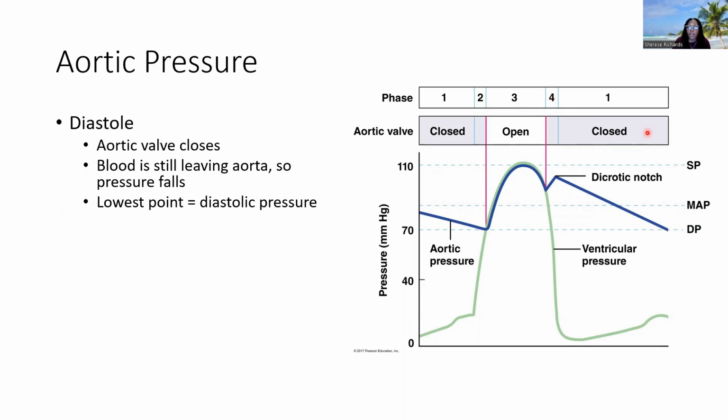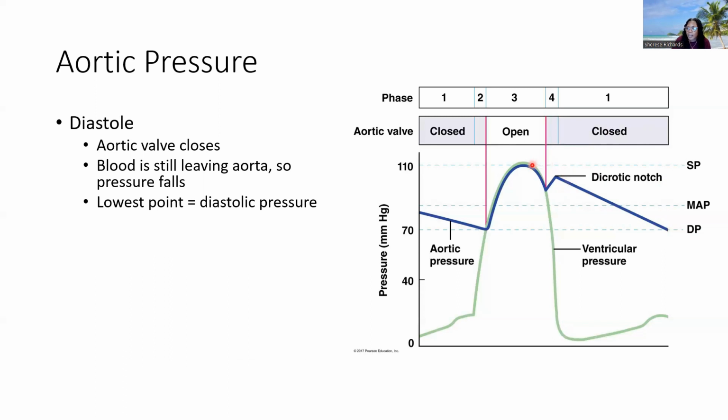Our semilunar valves are closed, okay? Blood is leaving the aorta, so the pressure is going to fall off. Okay, if we think about our blood leaving and the aortic pressure dropping off here, in the lowest point of diastole, we can measure our diastolic pressure. So the lowest aortic pressure that is recorded during diastole, again, phase four, phase one, we can mark that as our diastolic pressure.